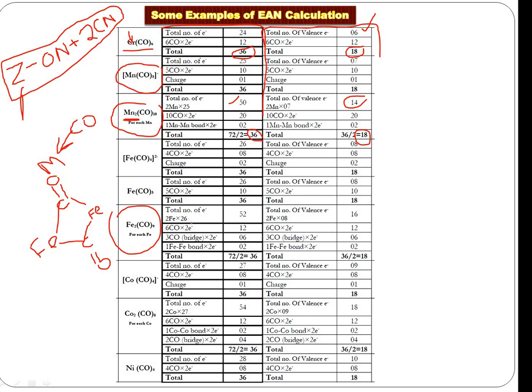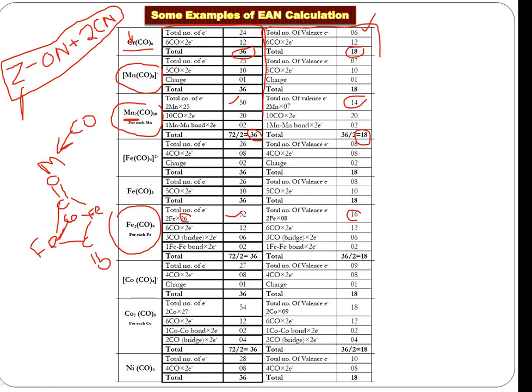Number of electrons on the 2 iron atoms. Each iron atom is number 26. So 26 into 2, 52. Number of valence electrons 16, 8 into 2, 16. There are 6 carbonyls, so this 6 into 2 is 12, 6 into 2 is 12. Now we have to add for the 3 bridged carbonyls here. So basically there are 3 bridged carbonyls. This is CO here. So there are 3 bridged carbonyls.